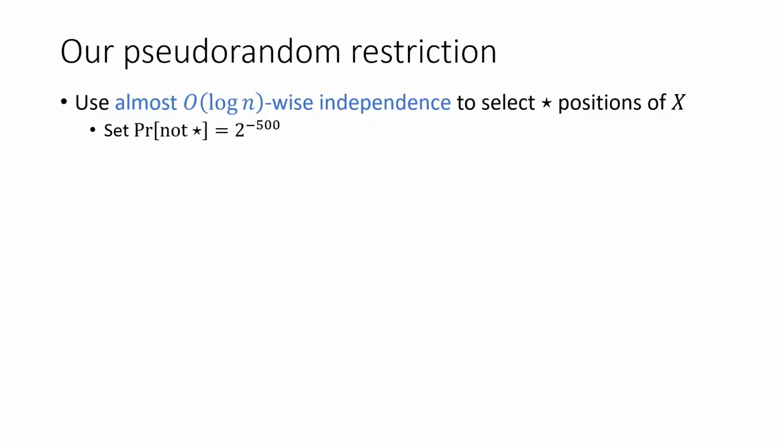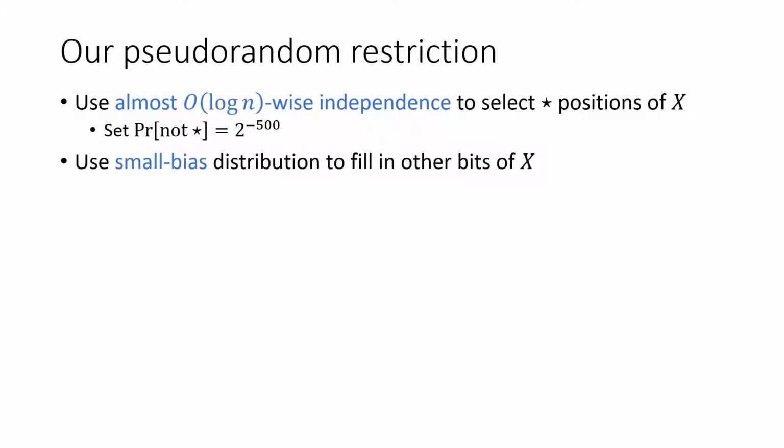To fill in those values, we use something called a small bias distribution, which means a distribution that fools parity functions. Small bias distributions are a standard tool for pseudorandomness problems. So using standard constructions, the total cost of our pseudorandom restriction is O of log n truly random bits, which we can afford. Here's the correctness guarantee.